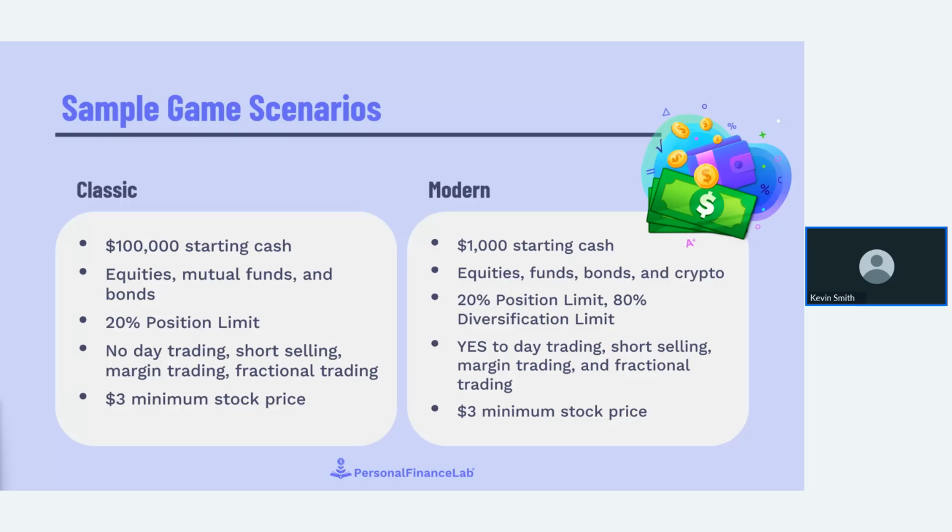So I mentioned earlier, your students have to have at least 5 stocks to use up their cash. And they said no day trading, no short selling, no margin trading, no fractional trading, basically just buying and selling stocks, bonds, and mutual funds with a $3 minimum stock price. That way students can't trade penny stocks. And this is still very popular. A lot of students love this, and there's tons of lesson plans and things that are based on this type of stock game.